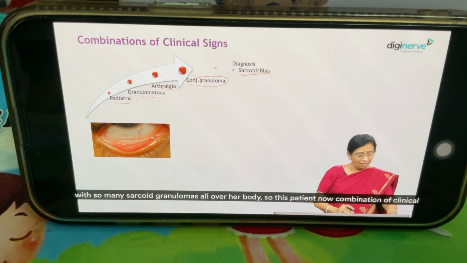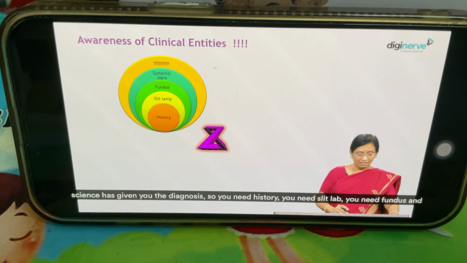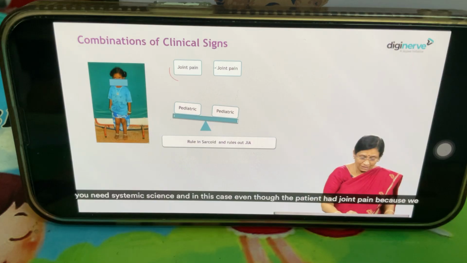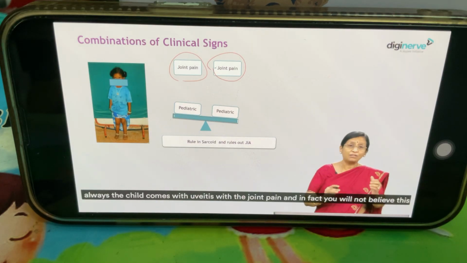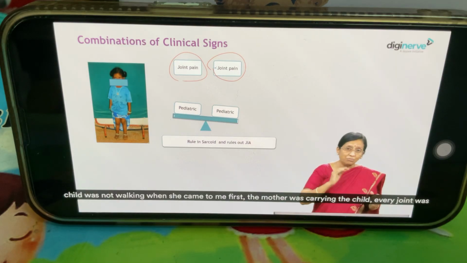So in this patient, a combination of clinical signs has given you the diagnosis. So you need history, you need slit lamp, you need fundus, and you need systemic signs. And in this case, even though the patient had joint pain, because the child comes with uveitis with the joint pain. And in fact, you will not believe this child was not walking when she came to me first. The mother was carrying the child. Every joint was painful.